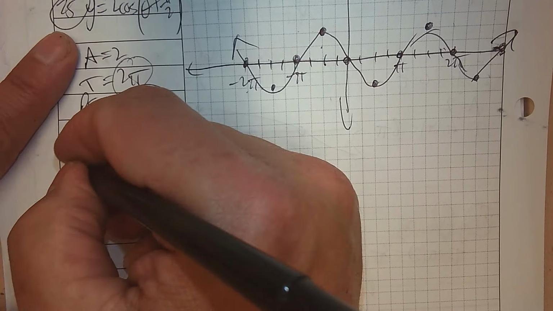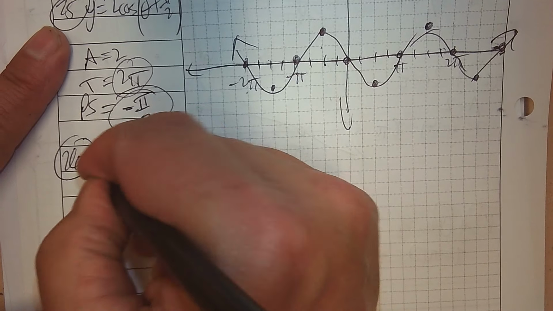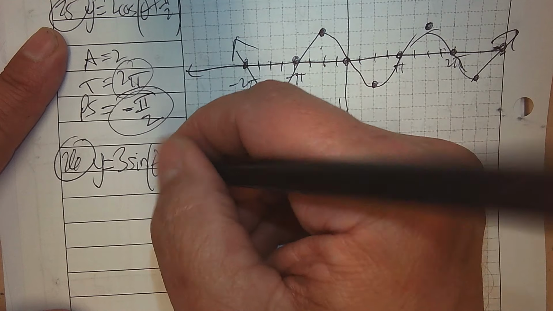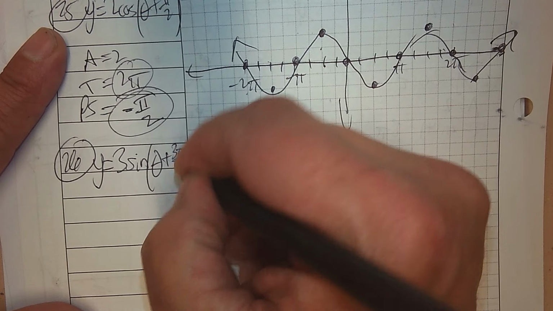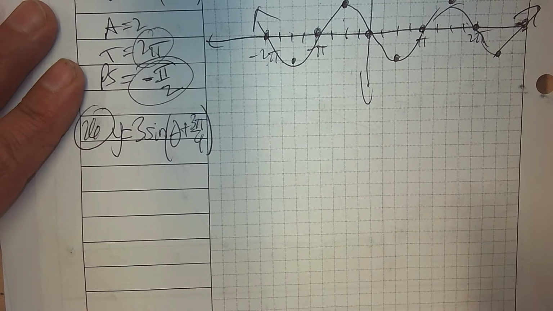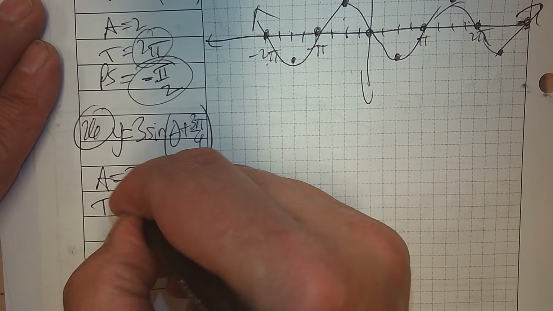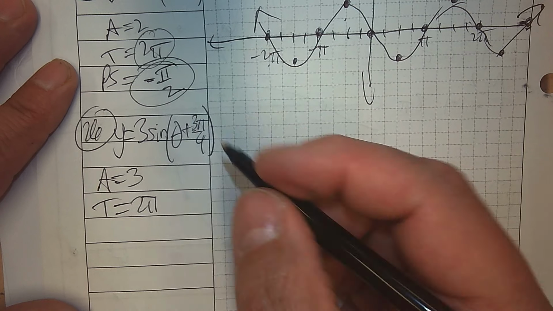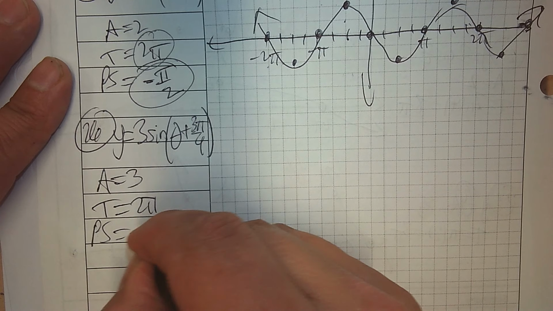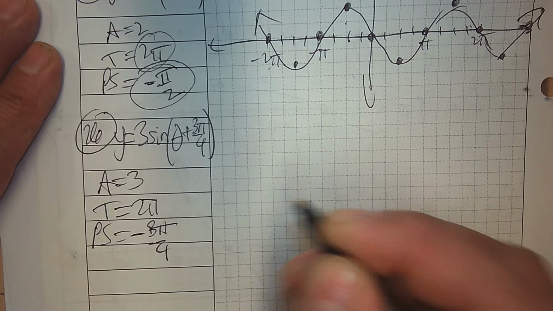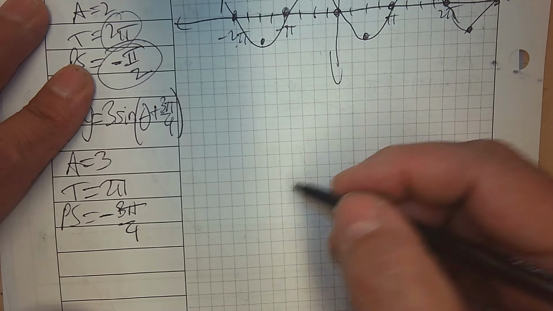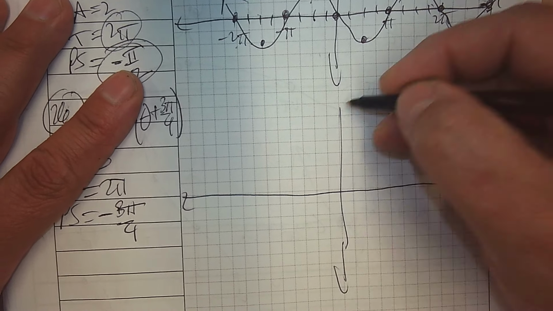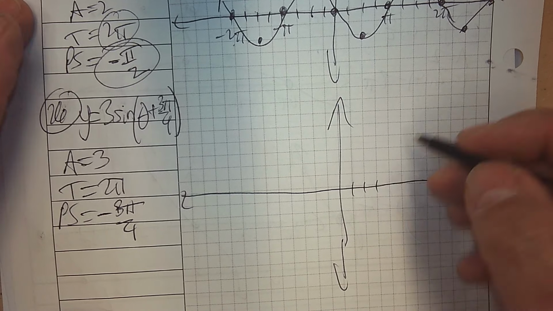All right, last one. 3 sine theta plus 3 pi over 4. So we know the amplitude is 3. The period stays at 2 pi because there's nothing multiplying inside that would change that. But we have a phase shift, and it's the opposite direction. So it's negative 3 pi over 4. So let me set up my graph, and then I'll graph it. Of course, you can do it and press pause, and then when you're done, see if we match.